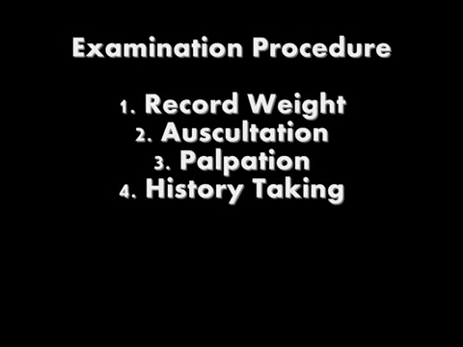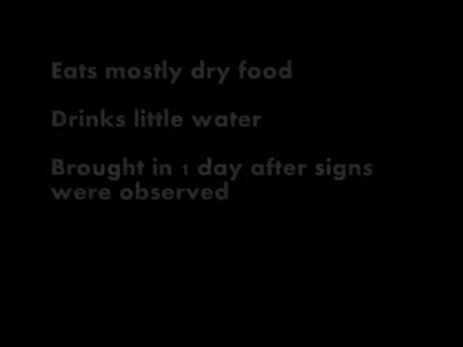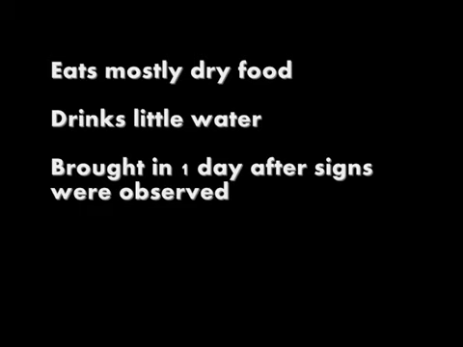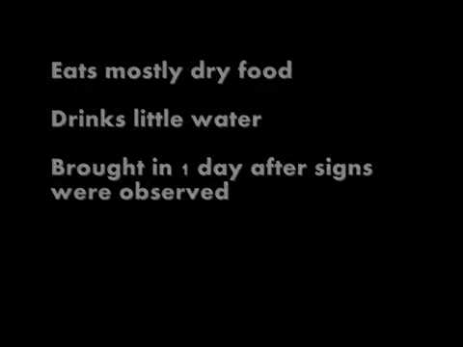Upon examination, the weight of the dog was recorded. The vet listened to the heart rate. The abdomen was palpated to check for signs of pain and enlargement. Last but not least, the vet asked questions to obtain medical history of the dog. It was noted that the dog had been feeding on dry food and had insufficient intake of water. It started urinating blood for a day and was brought in as soon as possible.